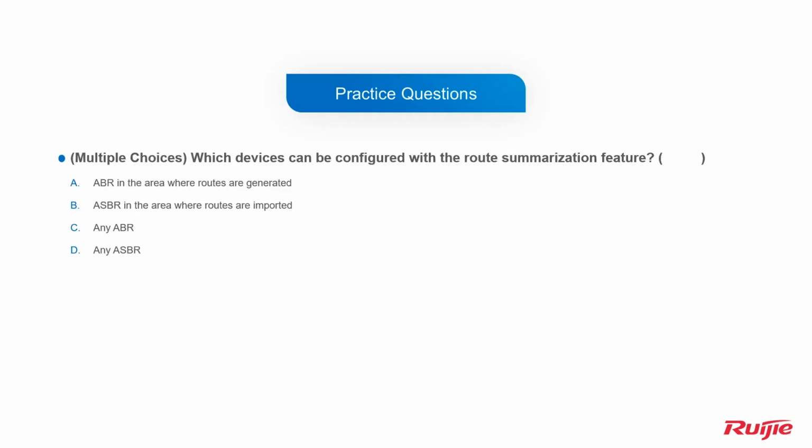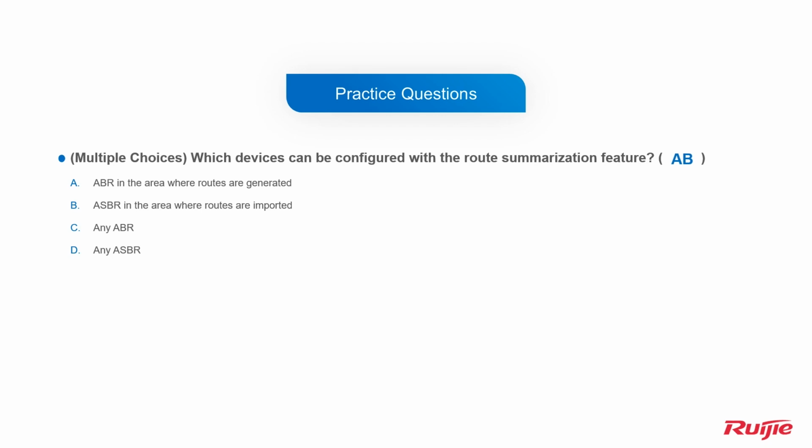Okay. So next practice question is which devices can be configured with the route summarization feature? Option A is ABR in the area where routes are generated. Option B is ASBR in the area where routes are imported. Option C is any ABR. Option D is any ASBR. So here, which answers will we choose? Okay, the answer is AB, right?